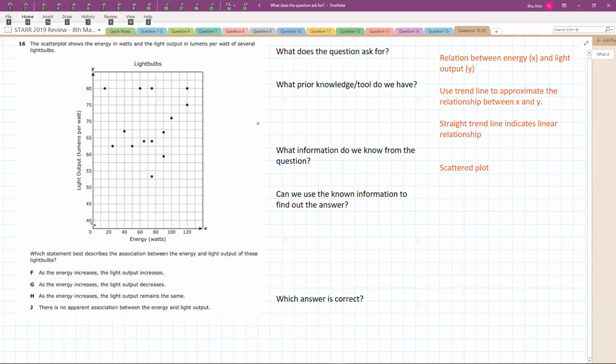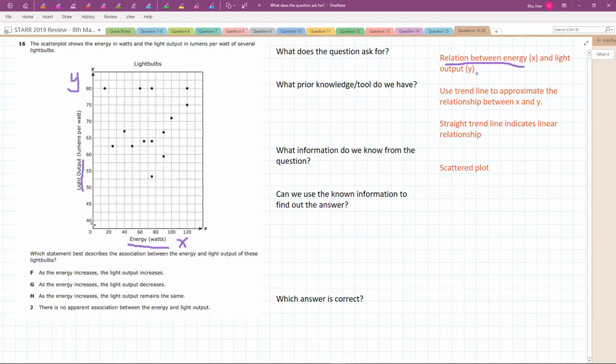Hello, welcome back. Let's take a look at question 16 from the STAAR test of 2019. It says, the scatter plot shows the energy in watts and the light output in lumens per watt of several LED bulbs. And it asks, which statement best describes the association between the energy and the light output of these light bulbs? So it's asking for the relationship between the energy, which is the X, and the light output, which is the Y. So it's asking for the relationship between X and Y.